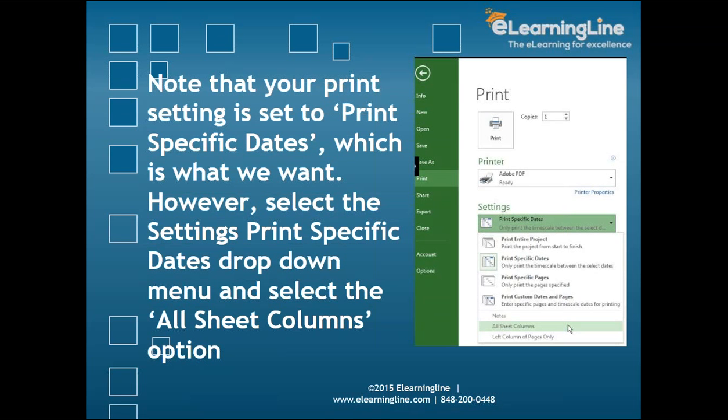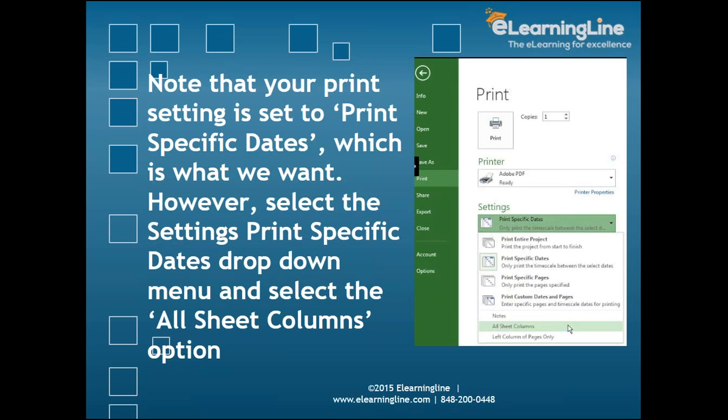However, select the setting print specific date drop down menu and select the all sheet column option. Why did we do the all sheet column? Because even though we are putting the specific date, we still want to make sure that we capture all the sheets. It's not like we are just printing the tasks, or just the Gantt chart, or just the resource sheet.